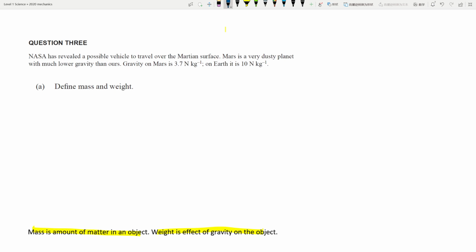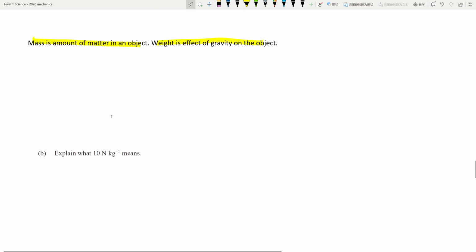So mass is the amount of matter that makes up an object. If you weigh 65 kilograms, you will have a mass of 65 kilograms on Earth. You have a mass of 65 kilograms on Mars. Your mass doesn't change, because that's the amount of atoms and cells inside you. But what changes is weight, because as you go to a different planet, it has different gravity, and when you have different gravity, you will have different weight. So technically, when someone asks you how much you weigh, you should answer in newtons, because weight is about the amount of force. All right. Next one: explain what 10 kg^-1 means.